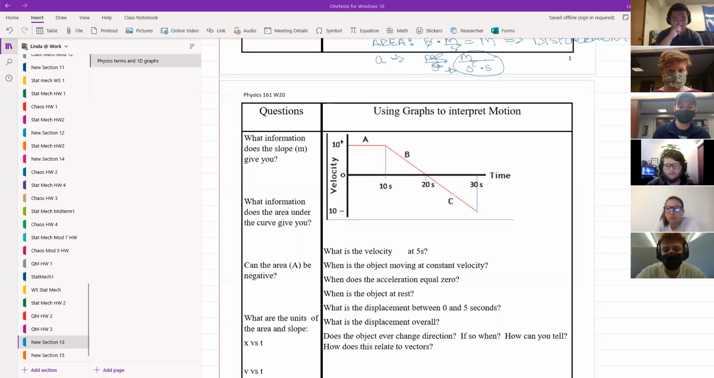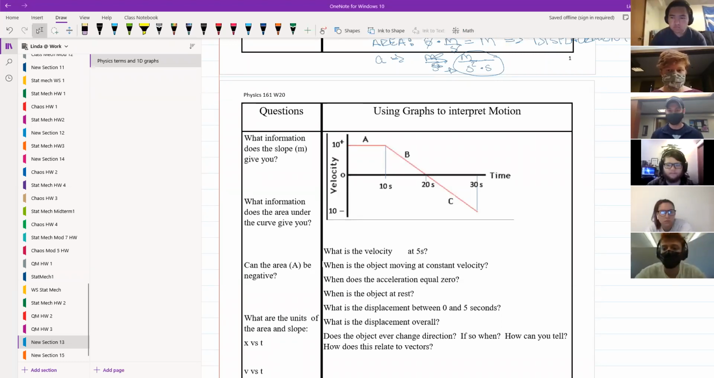What is the velocity at 5 seconds? 10, so 10 meters per second, and this is positive. Cool. When is the object moving at a constant velocity? From 0 to 10 seconds.